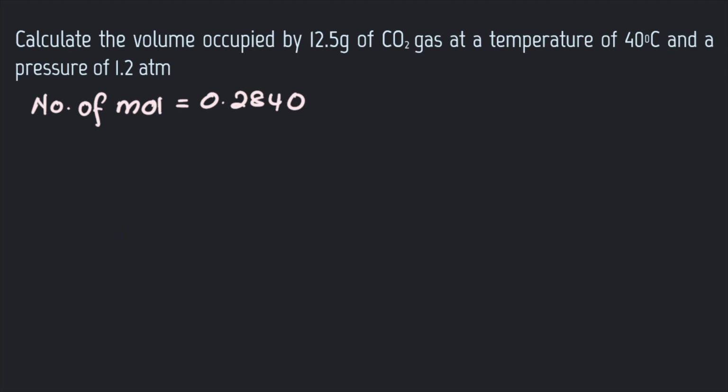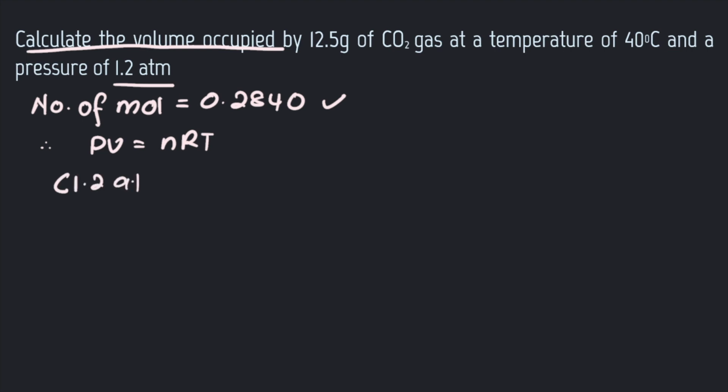Alright, so next up, we need to look at the question again. It asks you to calculate the volume. You have already calculated the number of mole. Therefore, we can use the ideal gas law formula, which is PV equivalent to nRT. The pressure is given in the question, which is 1.2 atm, and the volume is what you want to calculate.